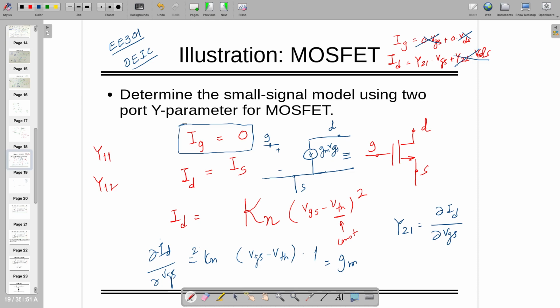The Device Electronics for Integrated Circuits course is right now being taught by Kunal Ghosh. Himanshu, is the device electronics course code 301 or something else? 301, yeah. Oh, 301 is control. Okay, then 3xx.